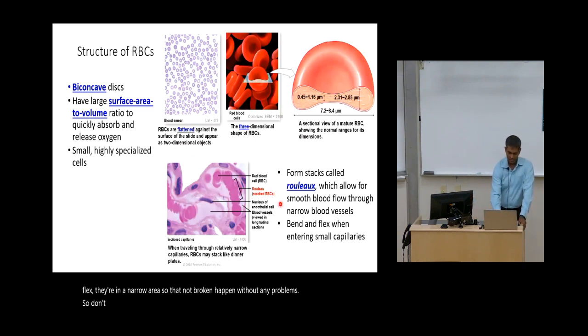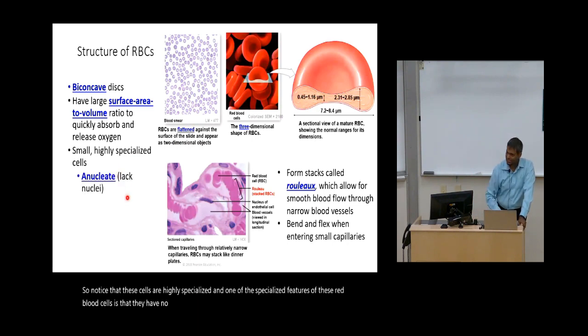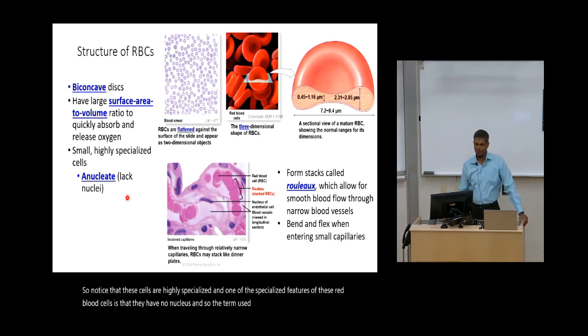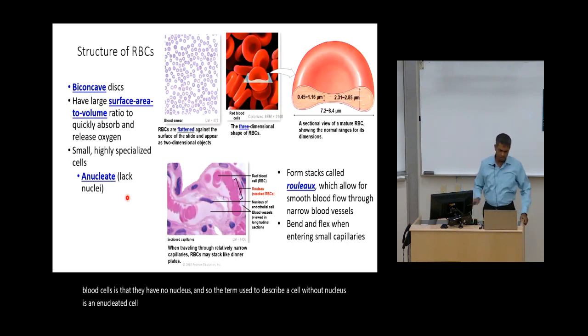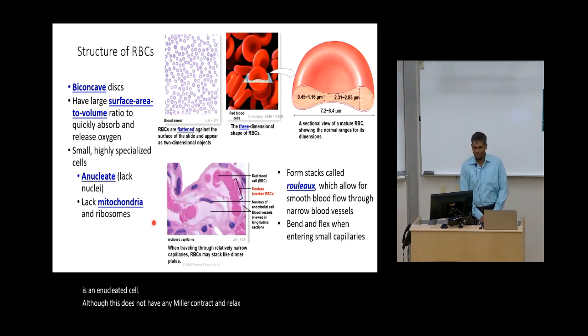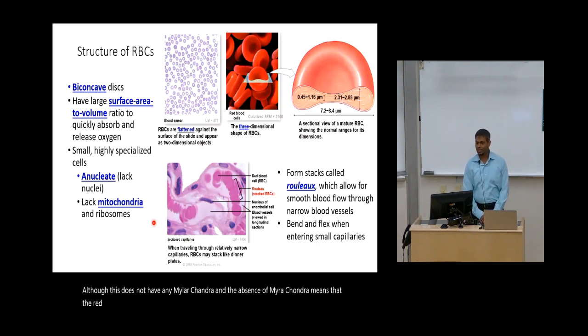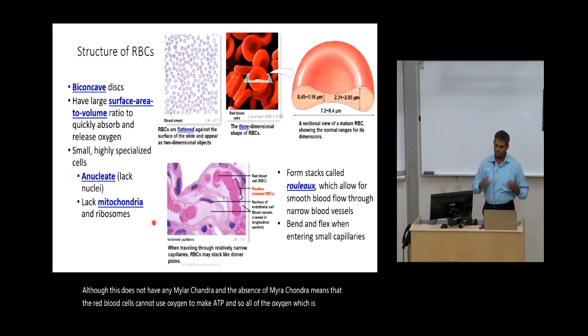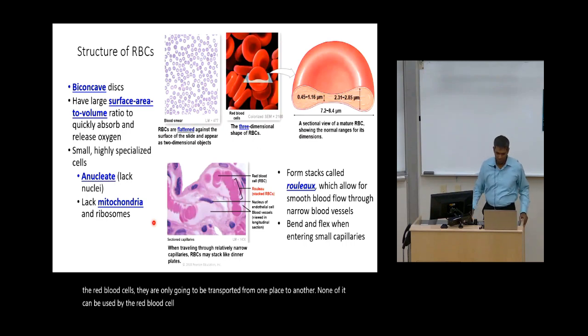So notice that these cells are highly specialized, and one of the specialized features of these red blood cells is that they have no nucleus, and so the term used to describe a cell without a nucleus is an anucleate cell. Also, they do not have any mitochondria, and the absence of mitochondria means that the red blood cells cannot use oxygen to make ATP, and so all of the oxygen which is carried by the red blood cells is only going to be transported from one place to another. None of it can be used by the red blood cell to make ATP.